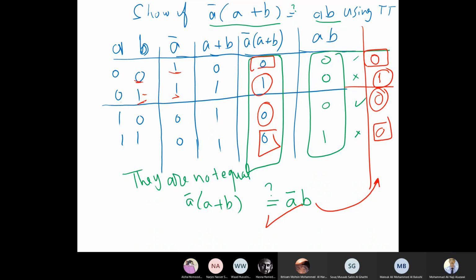واضح؟ هذه طريقة البروف using truth table. So at the end you have to find whether they are equal or not. I don't want to make things more complex or complicated. يعني بتلاحظوا أنا بحاول أعطيكم إياها على أبسط شكل.